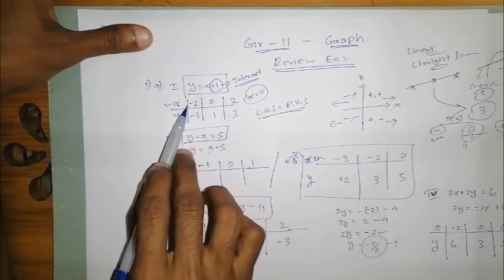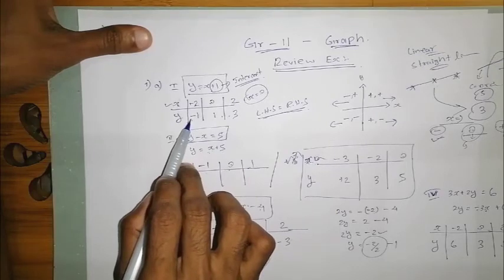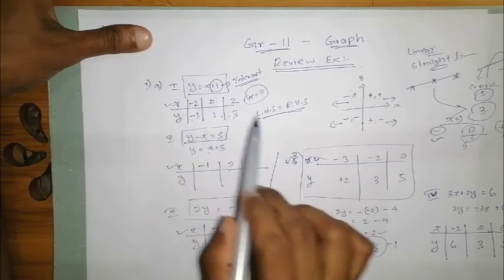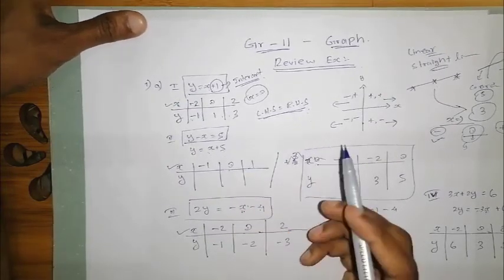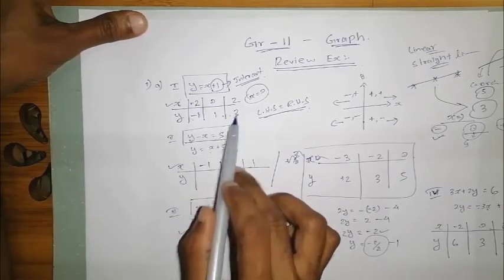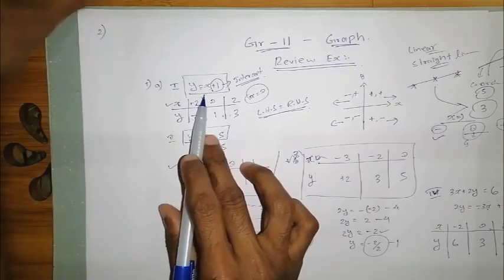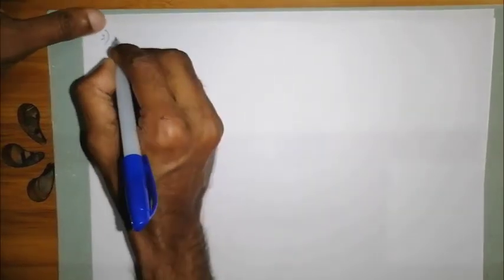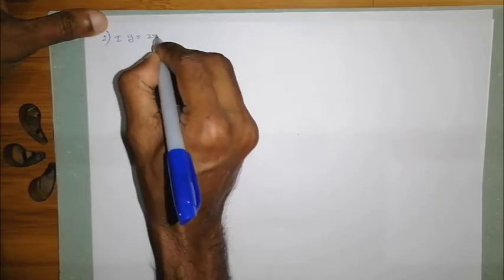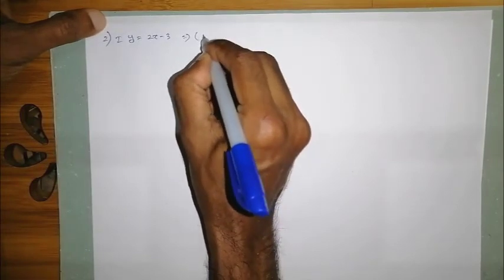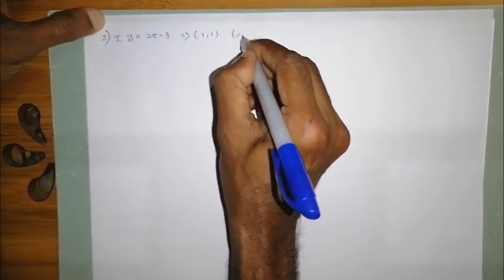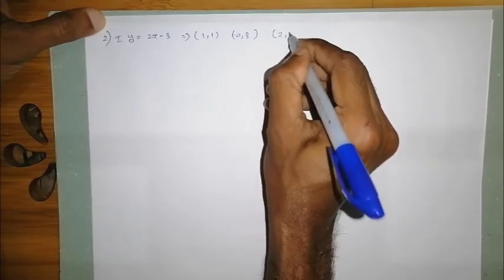If you substitute -2 and -1 at a time on y and x, the left hand side and the right hand side are going to be equal. Simply we can say these coordinates are going to satisfy this equation. Okay, so that is the question on the second part. So the first part they gave the equation y equal 2x minus 3. They gave three coordinates: 1, 1 and 0, 3 and 2, 1.